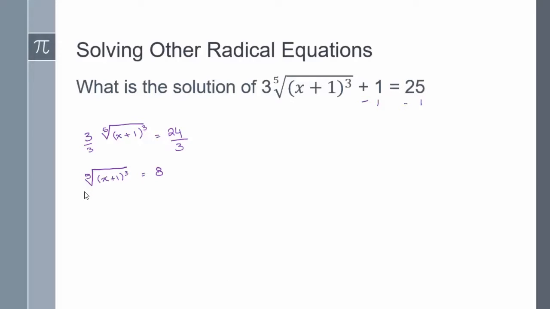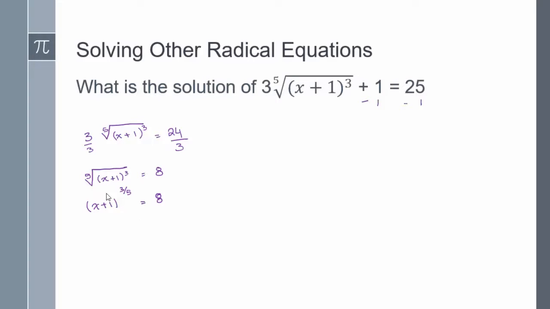One of the ways that we can isolate the quantity x plus 1 is to raise both sides of the equation to the power of 5 and then take the cube root of it. Another way that I can isolate the quantity x plus 1 is to first write it as a rational exponent. As a rational exponent, the fifth root of (x plus 1) cubed can be written as (x plus 1) to the power of 3/5.